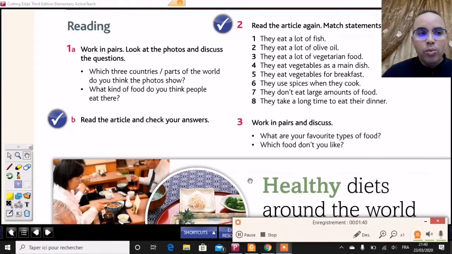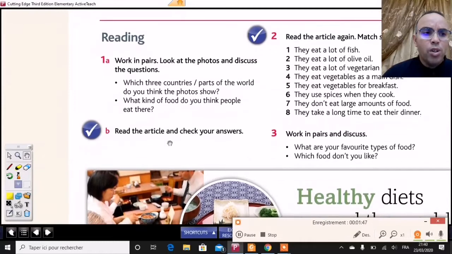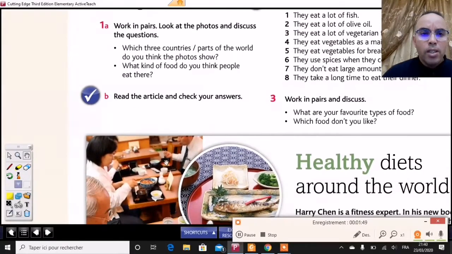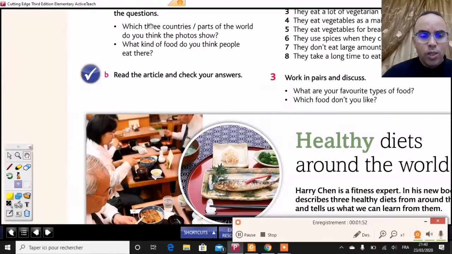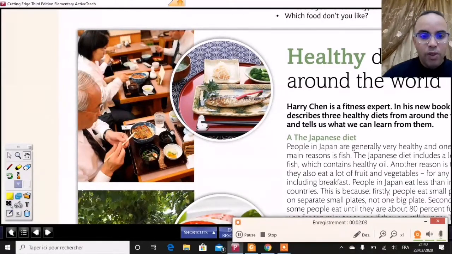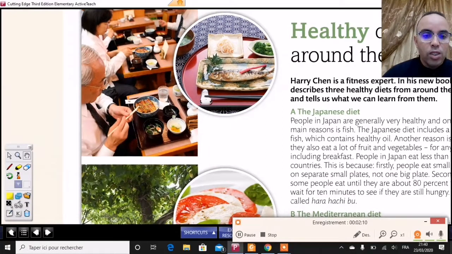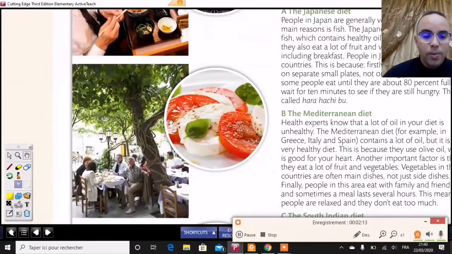We will begin our lesson with the skill of reading. So let's start with these questions. Look at the photos and say which countries or parts of the world you think the photos show. What kind of food do you think people eat there? So these are the photos. Try to look at these photos. And here we have food. Say, where are these people from? And what food do they eat?